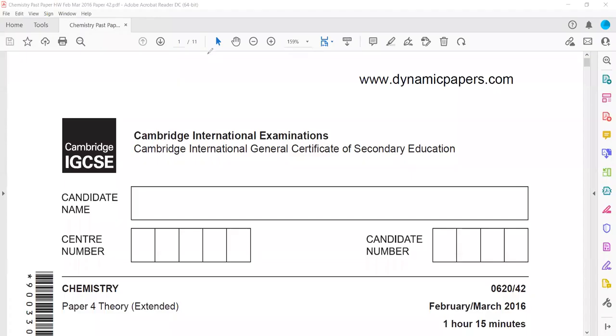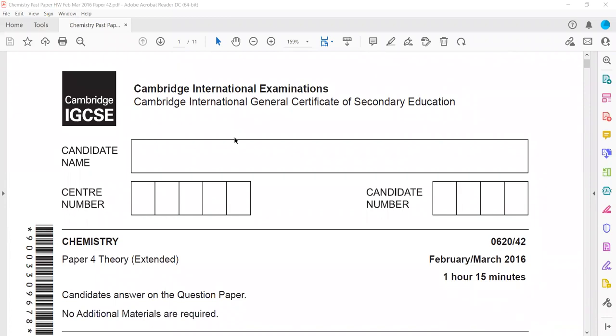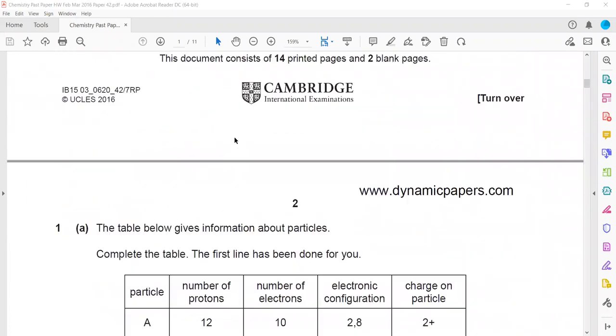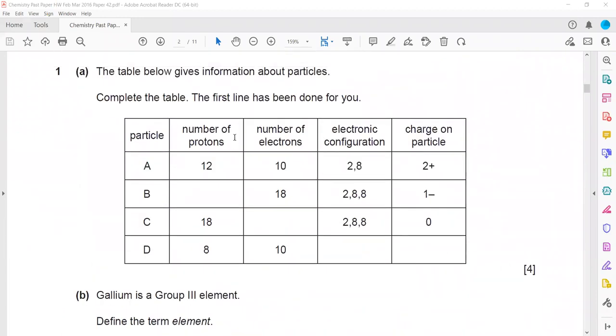So this was February March 2016, paper 4, variant 2. The table gives information about the particles. Complete the table. First line has been done for you.